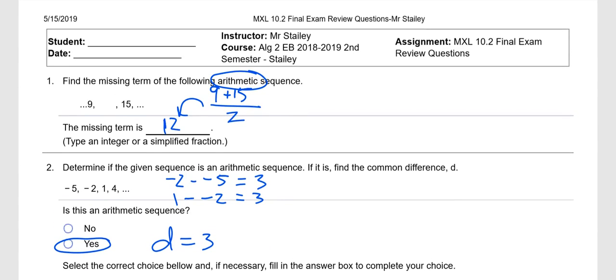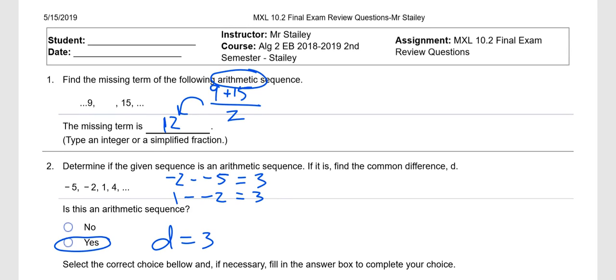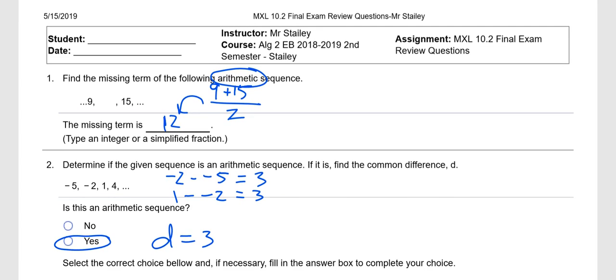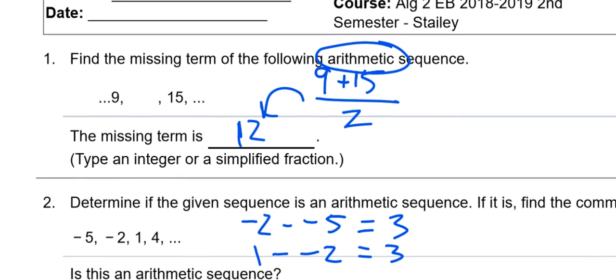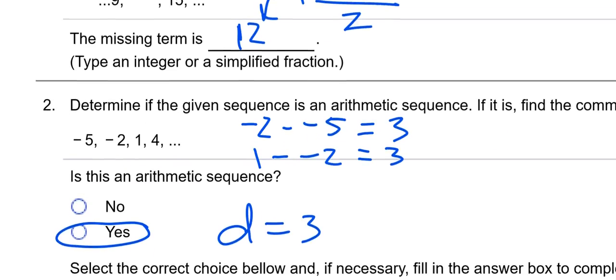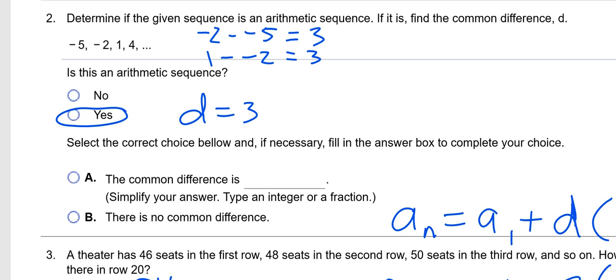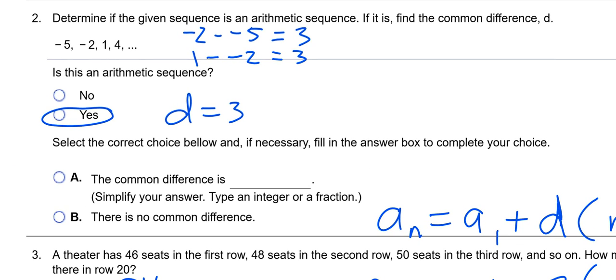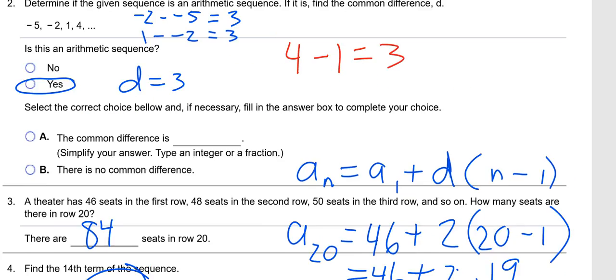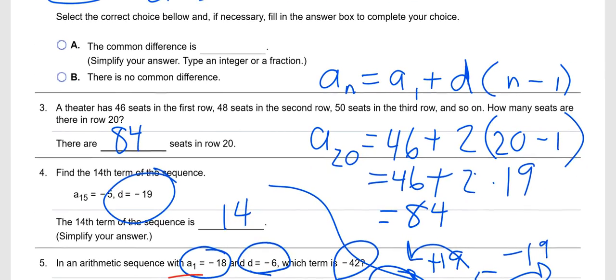Section 2, the arithmetic sequence, finding the missing term. If you're finding the missing term, you want to add them together and divide by 2. That's called the arithmetic mean. So we added the 9 and the 15 and divided by 2 to get 12. Determine if the given sequence is arithmetic. We decided it was arithmetic, and the common difference was 3. You take any term and subtract the previous term. Every time you do it, you should get the same number, and we did. We got a 3.